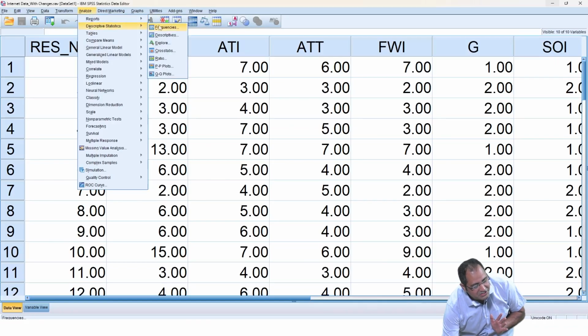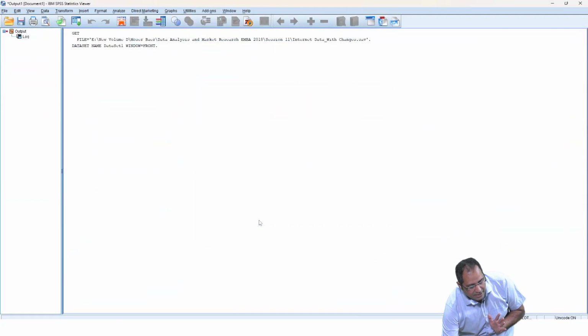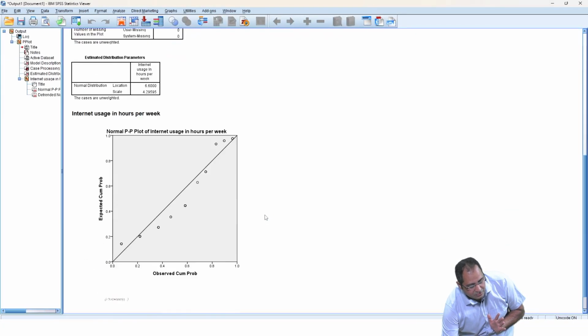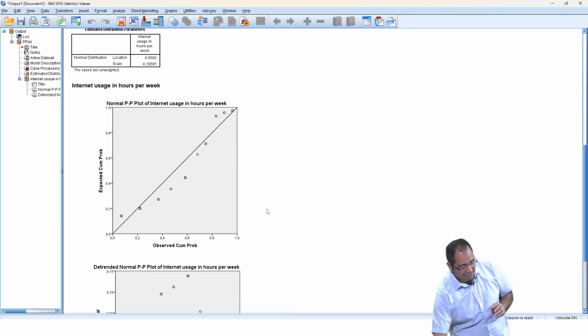Analyze, descriptive statistics. One is the graphical test. You can choose either the PP or QQ plot. If you click on them, you will get a window like this, with internet usage in hours per week. Move it to the variable box, just click OK. You will get a graph like this.